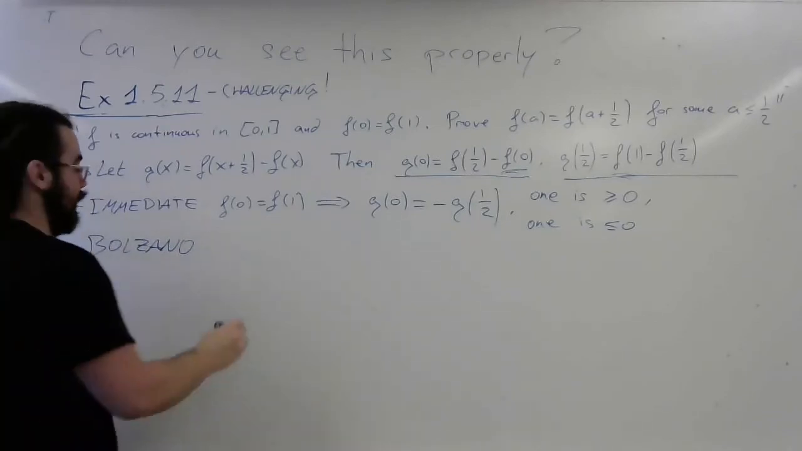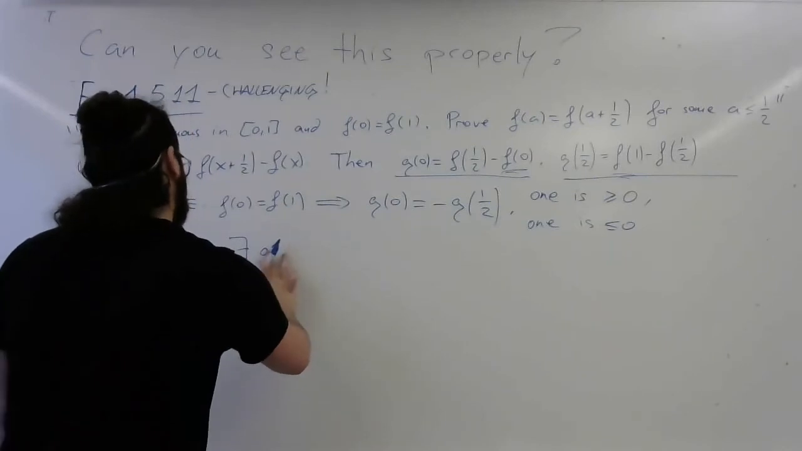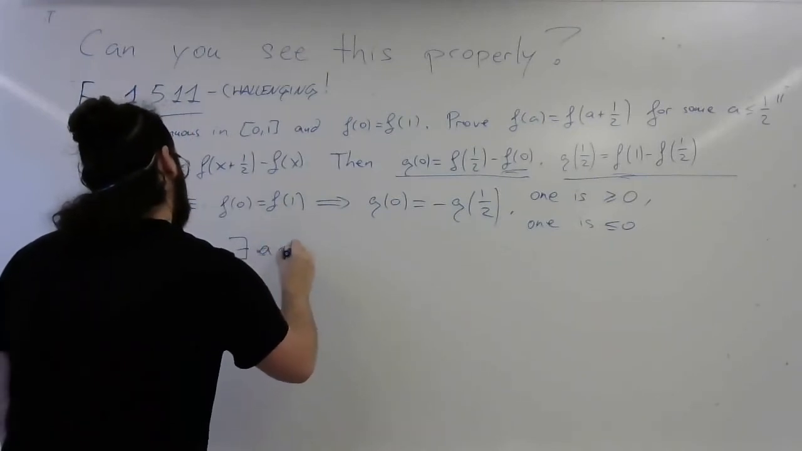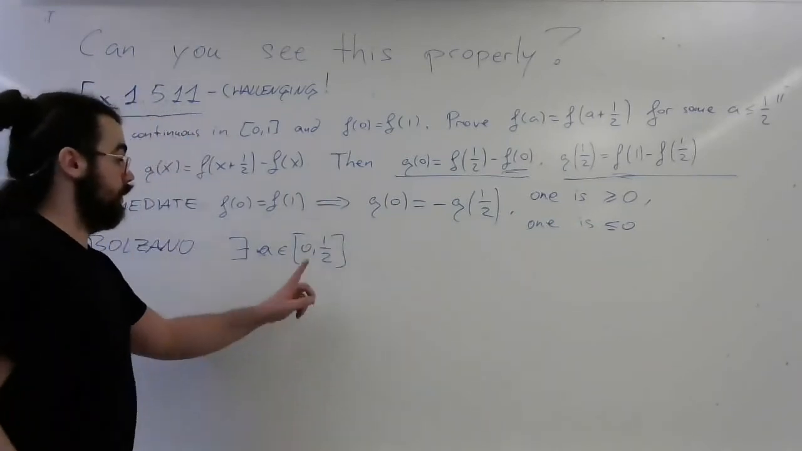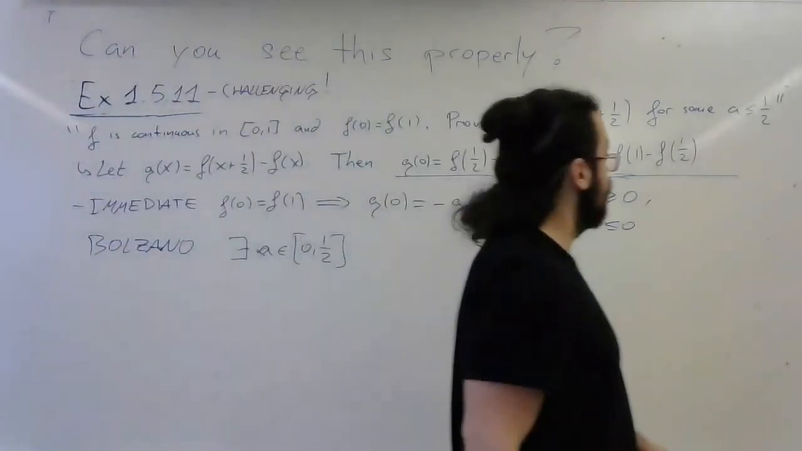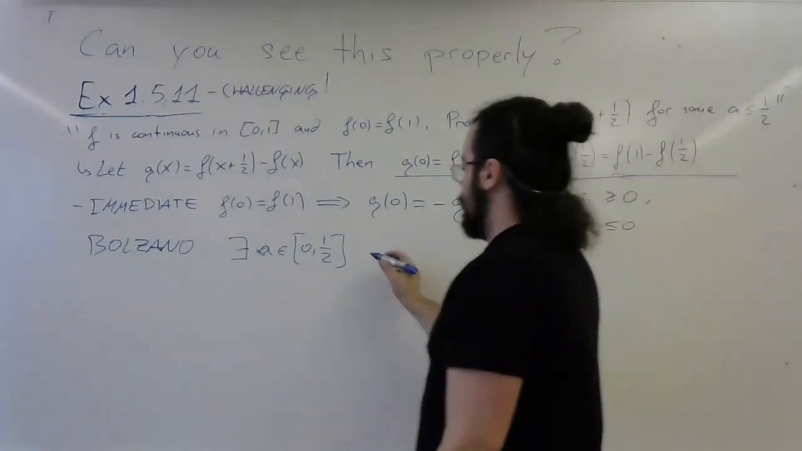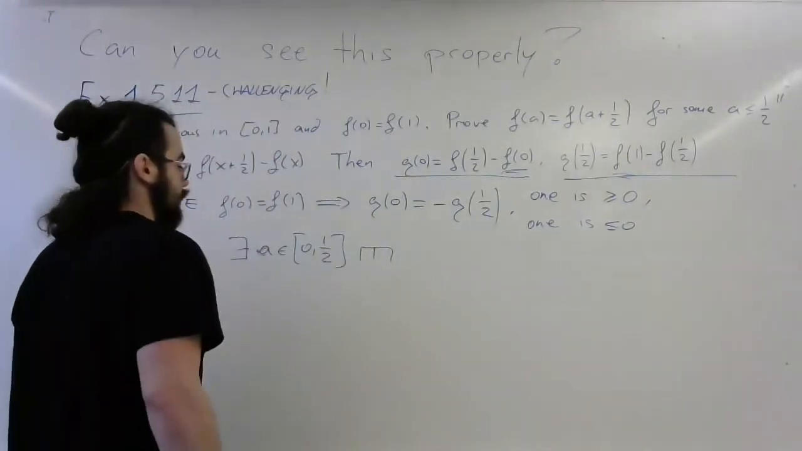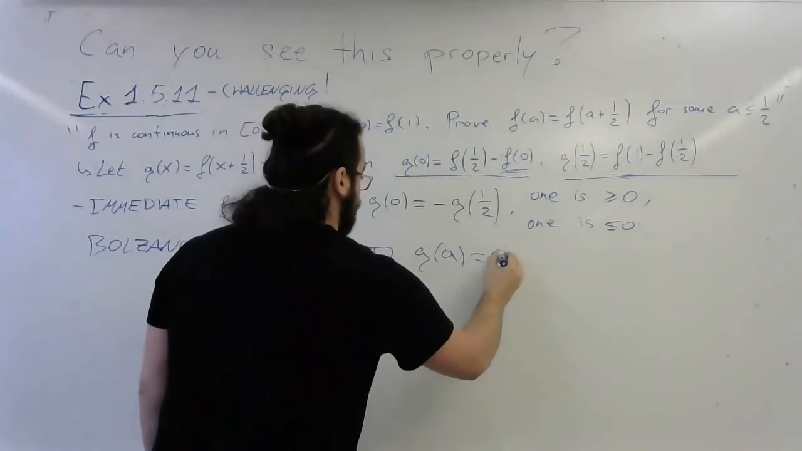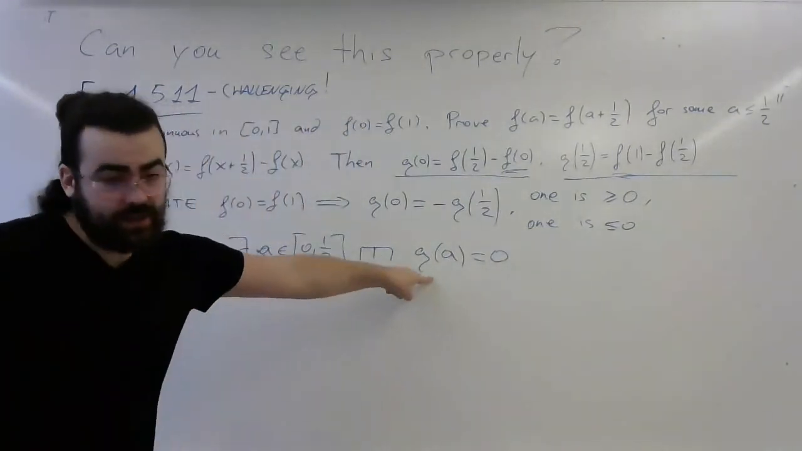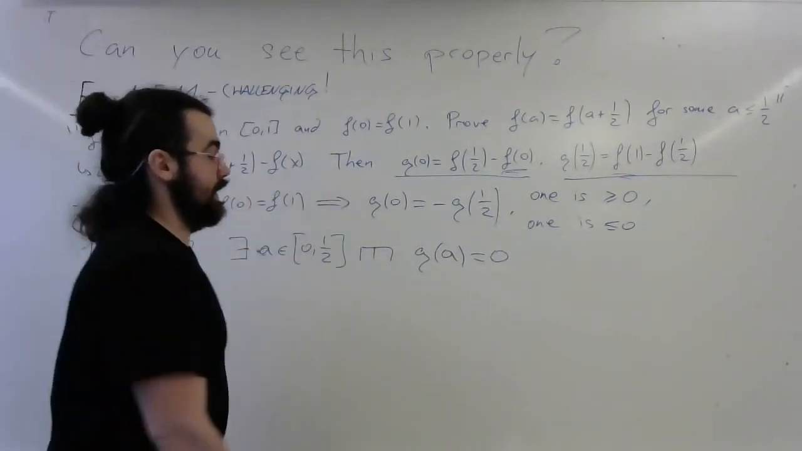And he says there is a point, there exists a, in the interval we are working with, such that g of a is equal to 0. But what does g of a equal to 0 mean? It means this is equal to 0.